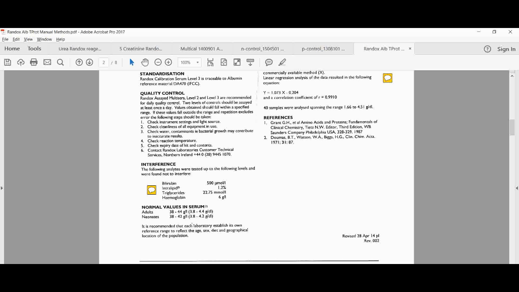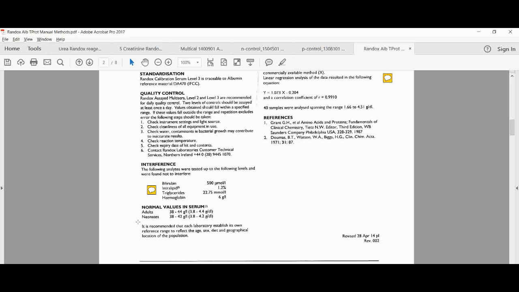Other information they give is normal values in serum, so in other words normal values of patients. Albumin normal value for adults is 38 to 44 grams per liter, and for neonates, newborns, it is slightly less, 38 to 42 grams per liter. Then they also say it is recommended that each laboratory establish its own reference range to reflect the age, sex, diet, and geographical location of the population.